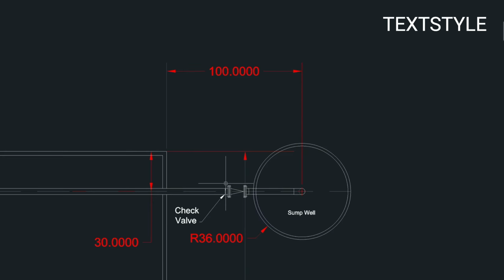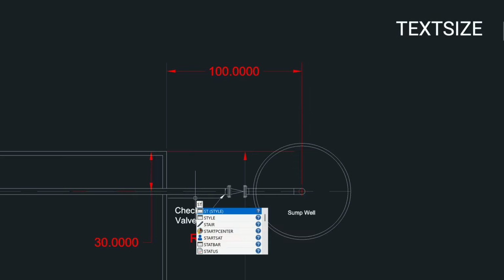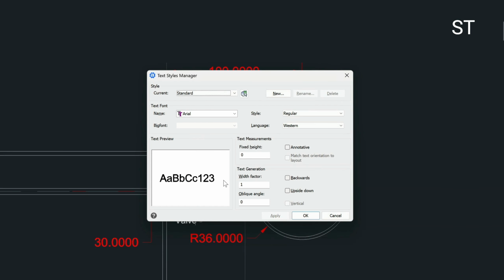So let's talk a little bit about text styles, because text styles are a way to configure your font. The text styles really shouldn't be used to establish your text height. That should be done through the text size variable, as I just showed you. We use the ST command to load up text styles. We look at the standard style we have active now. The correct way to configure this is to set the height to 0.